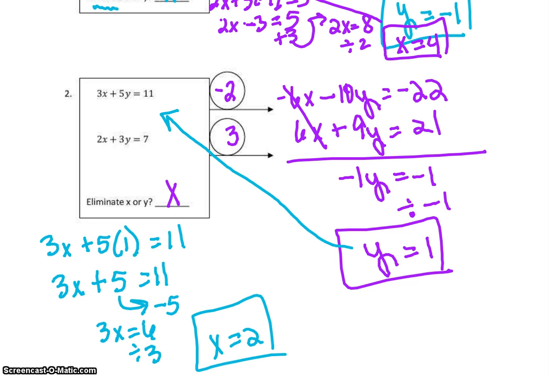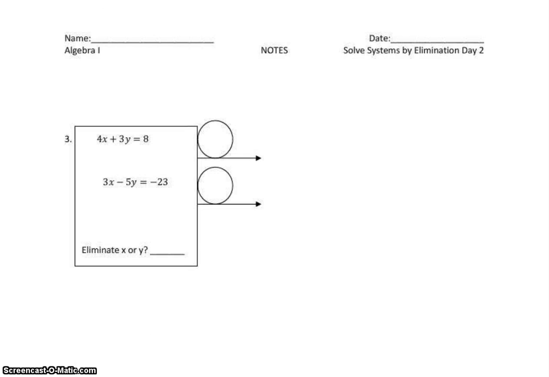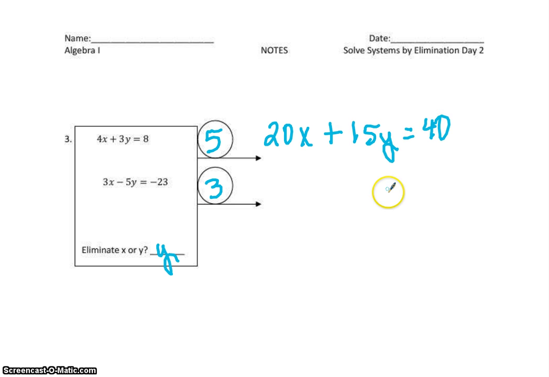Going to the back. Once again, it does not matter. I'm going to choose y this time because I already have a positive and a negative. I don't have to worry about signs. So the first one will get multiplied by 5, and the second one will get multiplied by 3. So 4x times 5 gives me 20x plus 15y equals 40. And then 9x minus 15y equals negative 69.